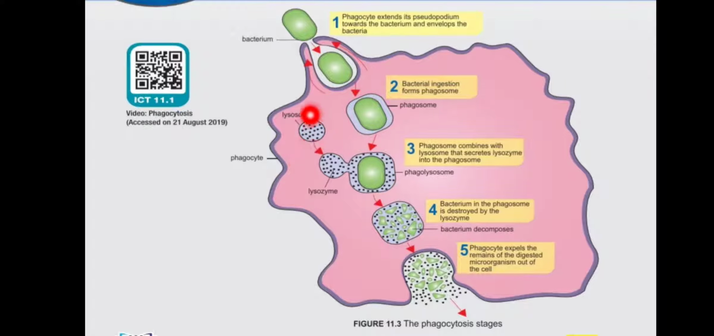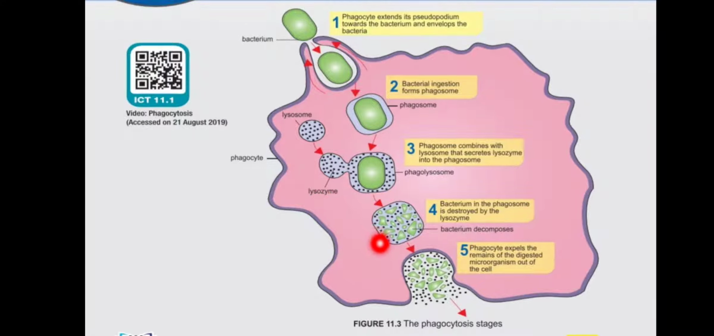Okay, so di sini dia ada lysosome. Phagocyte ini ada lysosome. Lysosome itu contain enzim lysozyme. So step 3, phagosome tadi combine with the lysosome. Lysosome, remember dia secrete enzim lysozyme. So sekarang bila dia bergabung, dia jadi phagolysosome. Okay, number 4, bacterium in the phagosome is destroyed by the lysozyme, enzyme lysozyme.